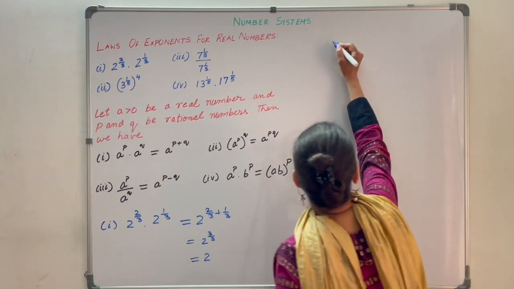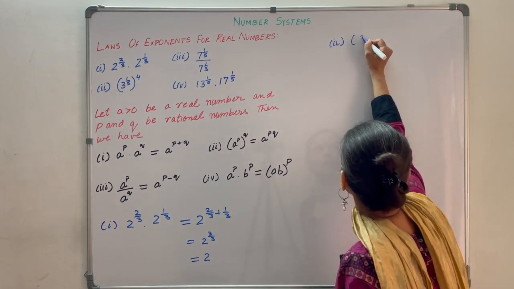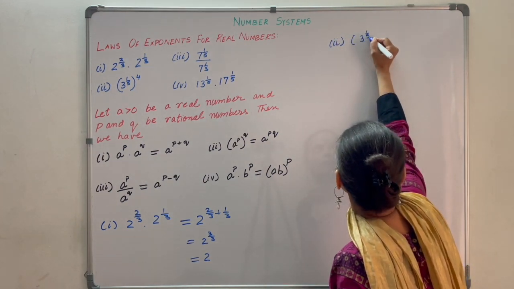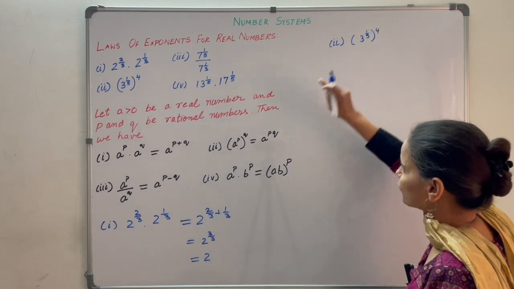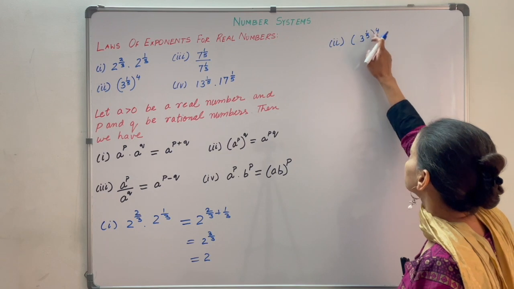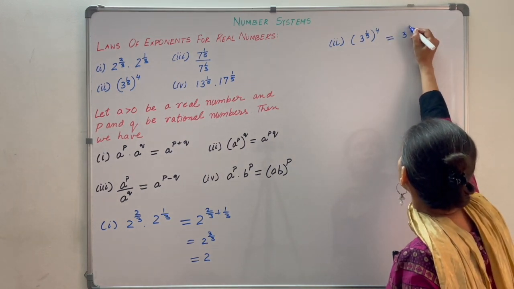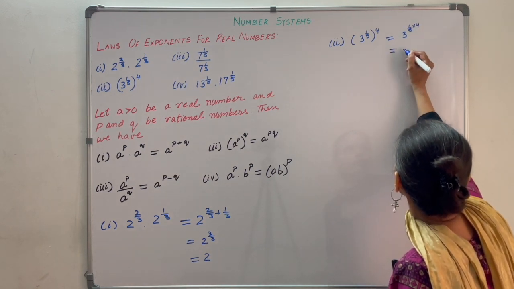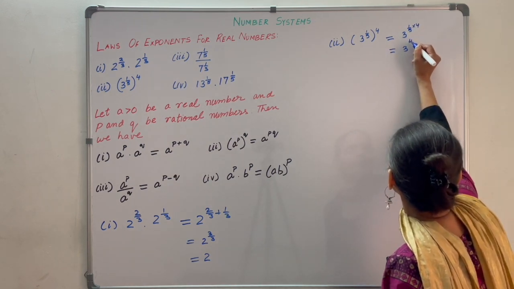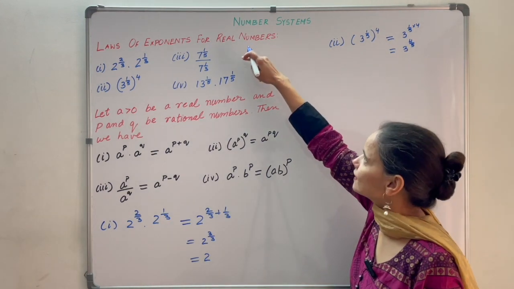The second question is 3 raised to power 1 by 5 whole raised to power 4. To solve this, we will use this law. We will multiply the powers. So this is 3 raised to power 1 by 5 into 4. What will you get? 3 raised to power 4 by 5. Now let us solve the third question.